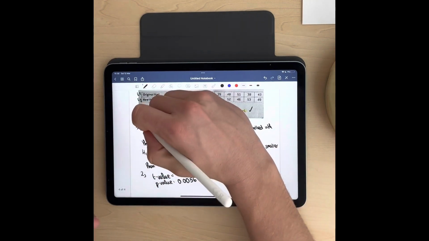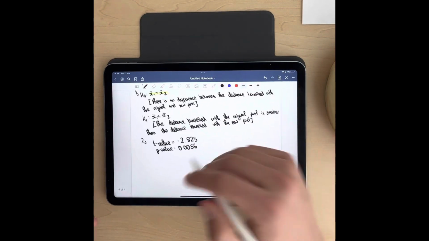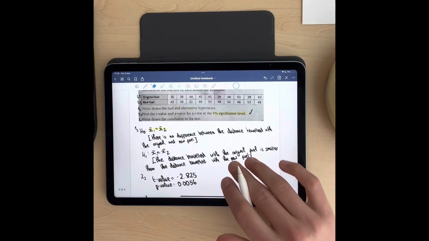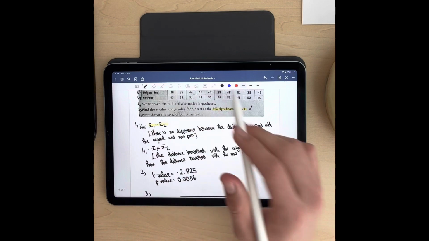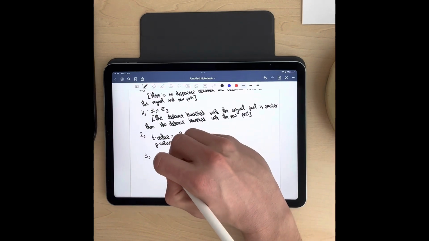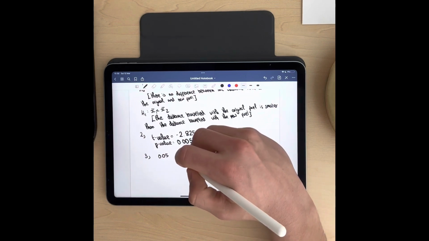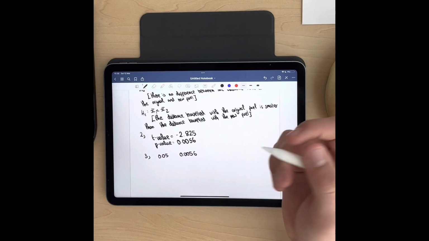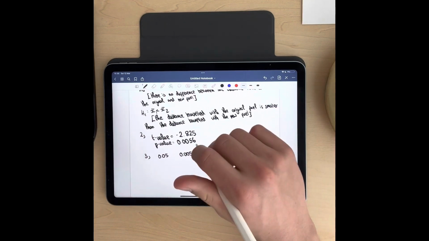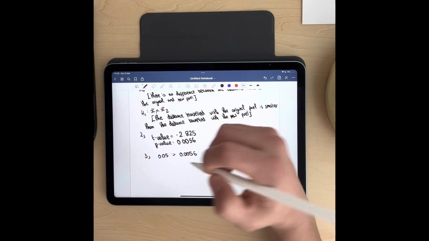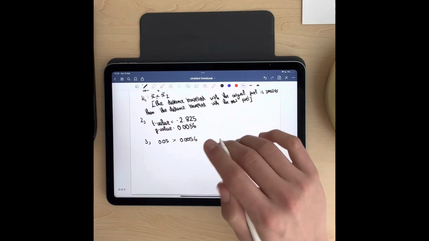And the third question says, write down the conclusion to this test. So 3. So we remind ourselves that the 5% significance level is present. So what do we do? 5% means that 0.05, and the p-value is 0.0056. So unlike before, the p-value is actually smaller than the significance level. So like this, right? So what does this mean?